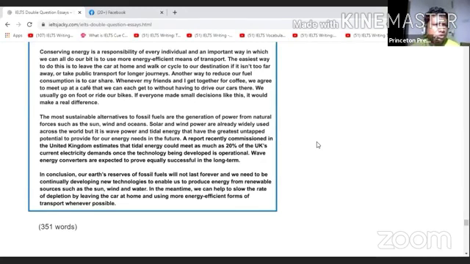The easiest way to do this is to leave the car at home and walk or cycle to a destination if it isn't too far away, or take public transport for longer journeys. Another way to reduce our fuel consumption is to car share. Now that was the explanation. Now let's move on to the example. Whenever my friends and I get together for coffee, we agree to meet up. So how are we going to write that?